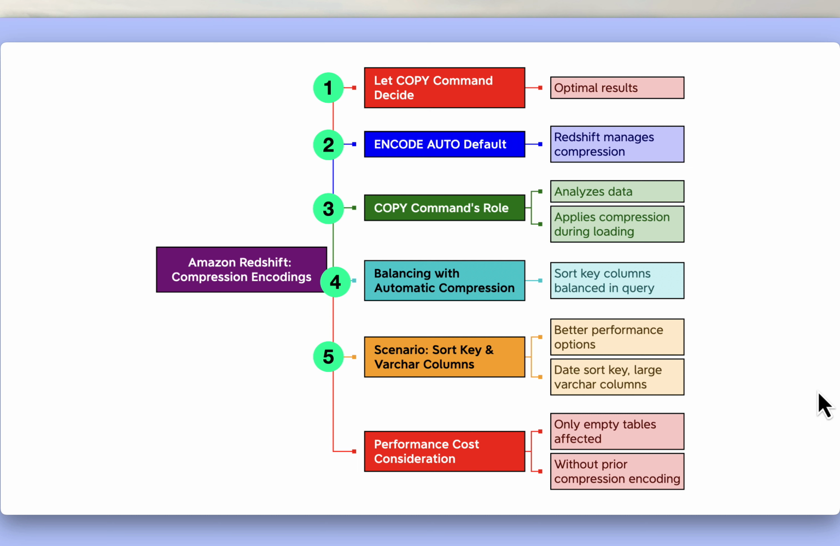5. Scenario, sort key and varchar columns. There might be better performance options for specific table configurations, such as when the sort key is a date and there are large varchar columns. 6. Performance cost consideration. Only empty tables without prior compression encoding experience this performance cost.